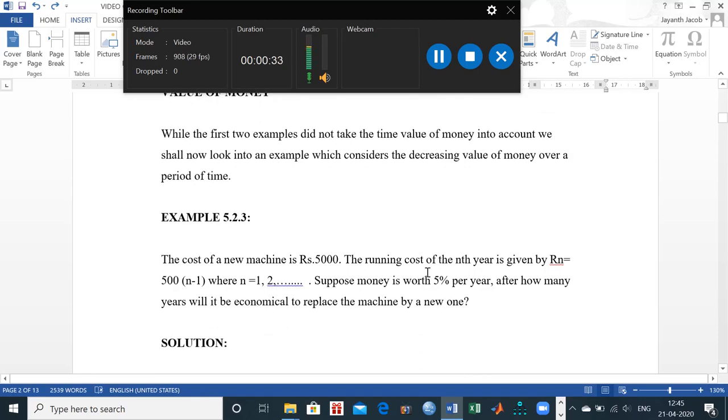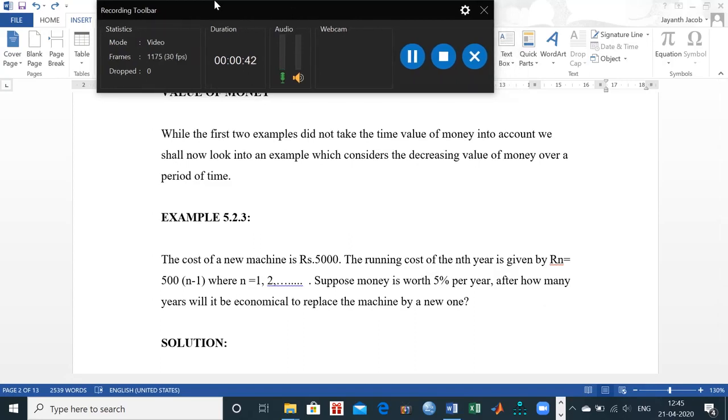So you could probably take down this question. You could pause the video and take down this question for your reference, and we will go ahead from there. So you see there's a cost of a new machine which is mentioned as 5,000. The running cost of every year is given by an equation, Rn is equal to 500 into (n minus 1), where n represents the number of years: 1, 2, 3 and so on.